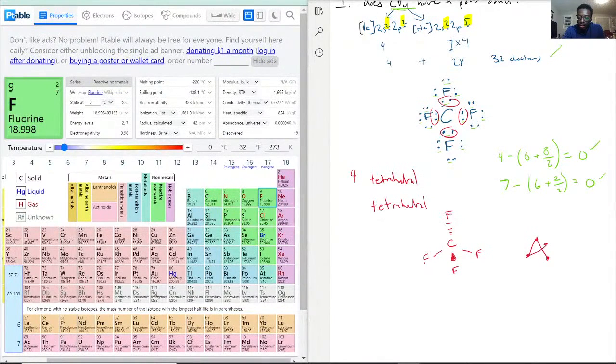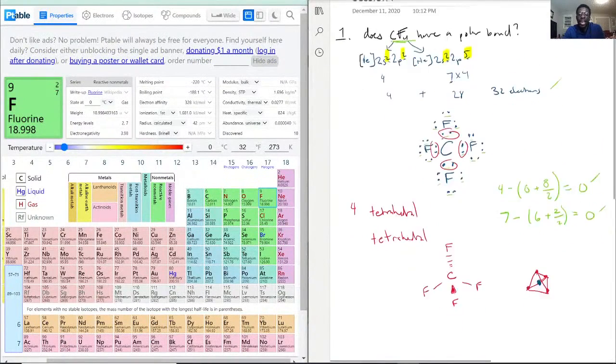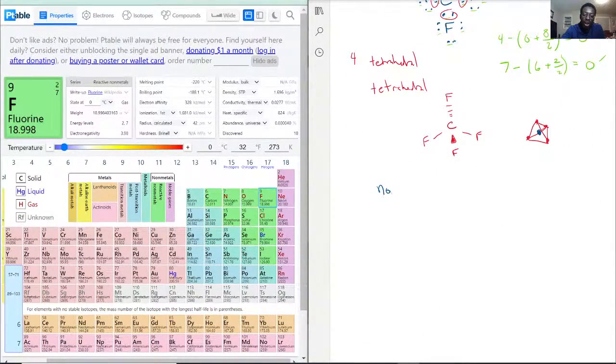1, 2, 3, 4. So you see like that, and the carbon is smack dab in the middle of all that. Because they form that shape, it is in a sense perfectly stable and wants to be pulling equally at each side. So this actually is a non-polar molecule because every fluorine is pulling equally. But that does not answer what type of bond you actually have.